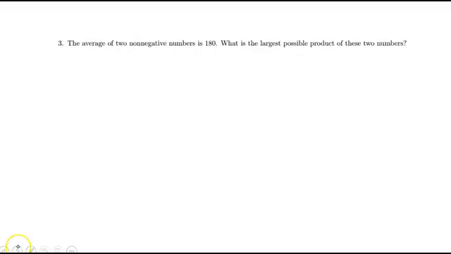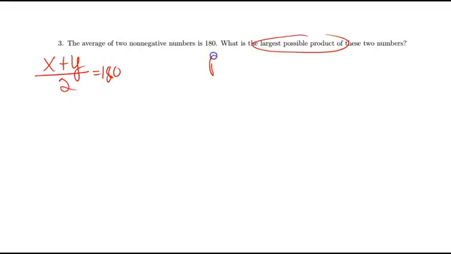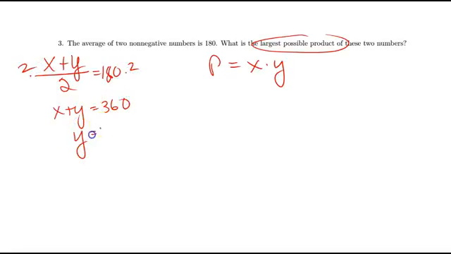Oops, I had a double one if I needed it. The average of two non-negative numbers is 180. What's the largest possible product? So, average, that means the two numbers, I'll call them x and y: x plus y divided by 2 equals 180. And the product would be x times y. But I need to get this in terms of one variable. So I'll say x plus y, if I multiply by 2 on both sides, equals 360. So y equals 360 minus x.